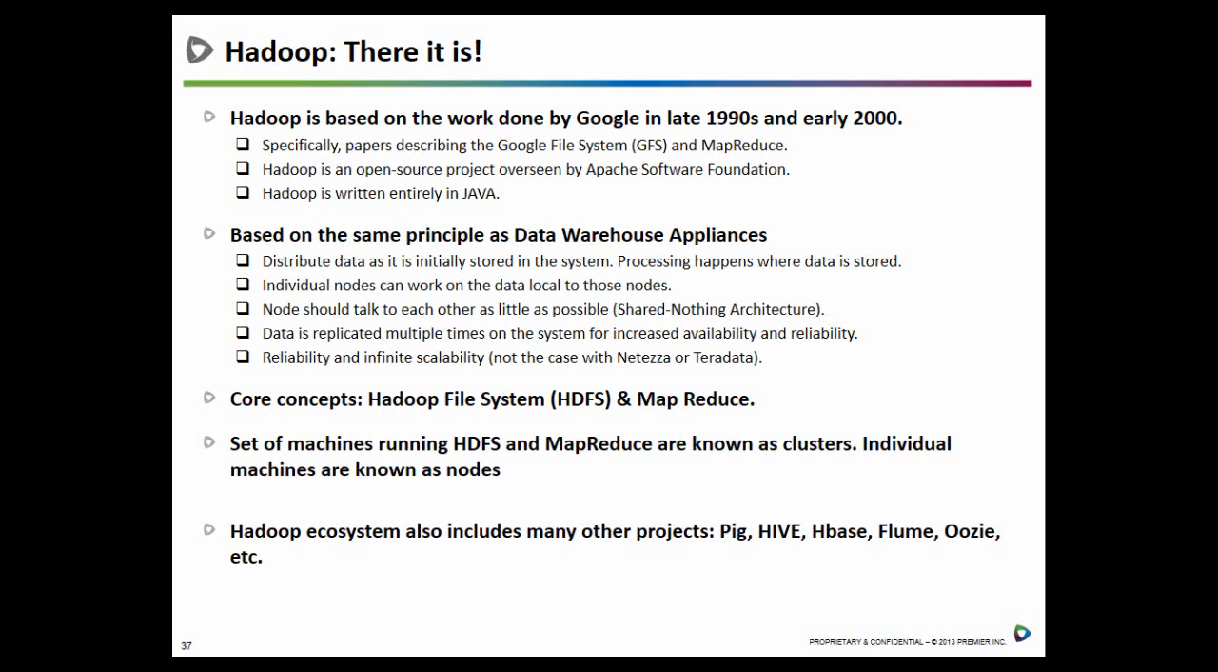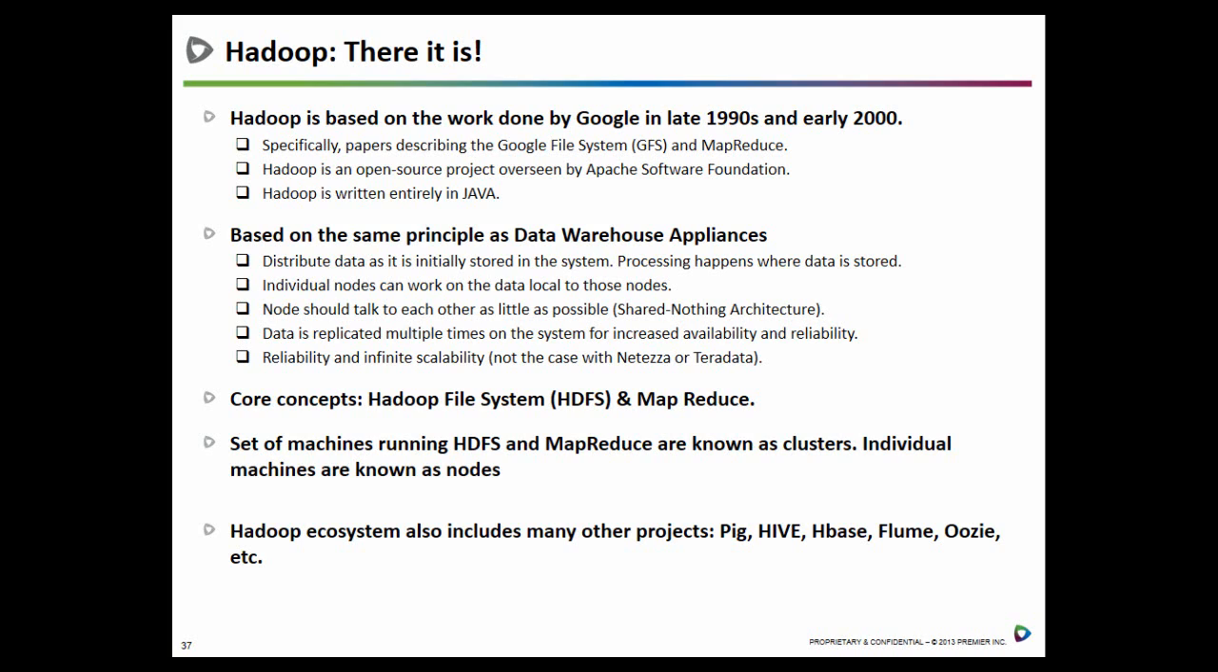Processing happens when the data is stored locally on the local node. Individual nodes can work on the data local to those nodes. Nodes should not talk as much with each other. It's the shared nothing architecture of Netezza. We do not share anything. Everything is happening locally. Data is replicated multiple times, at least 3 times in Hadoop, and you can go more. Data redundancy is important to support failure. Netezza replicates it twice. In Hadoop, it's replicated thrice, because data redundancy is everything in Hadoop.